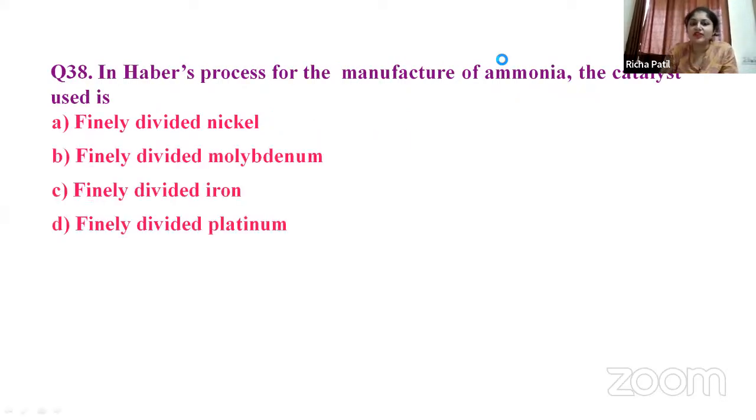In Haber's process for the manufacture of ammonia, which catalyst is used? Ferric oxide, ammonium oxide, and potassium oxide, right? It is C. It is finely divided iron. So in Haber's process for the manufacture of ammonia, finely divided iron is used.